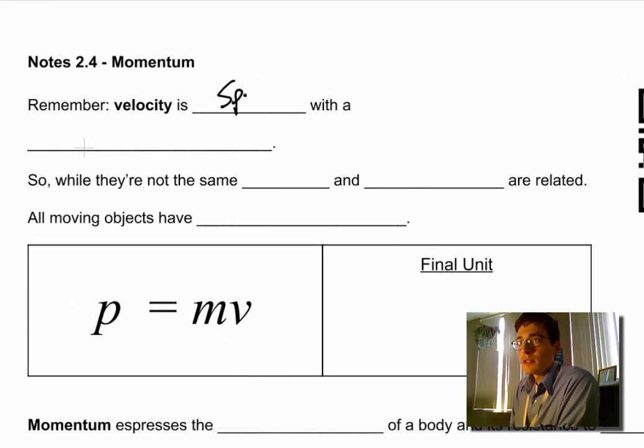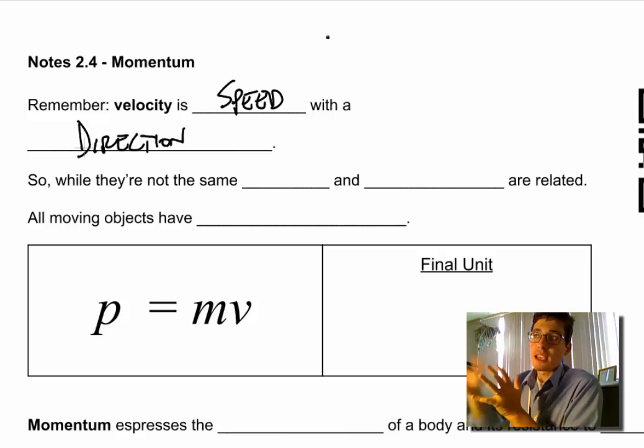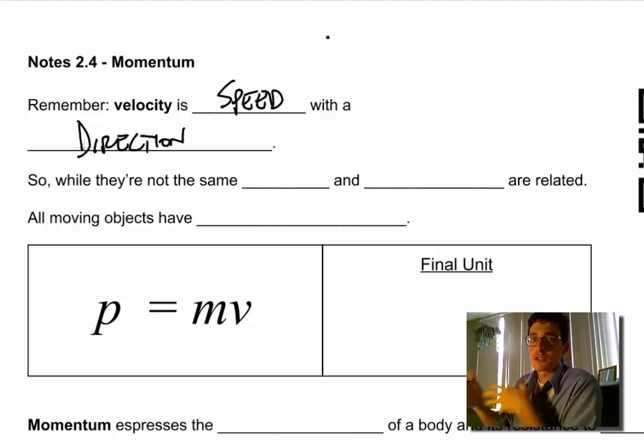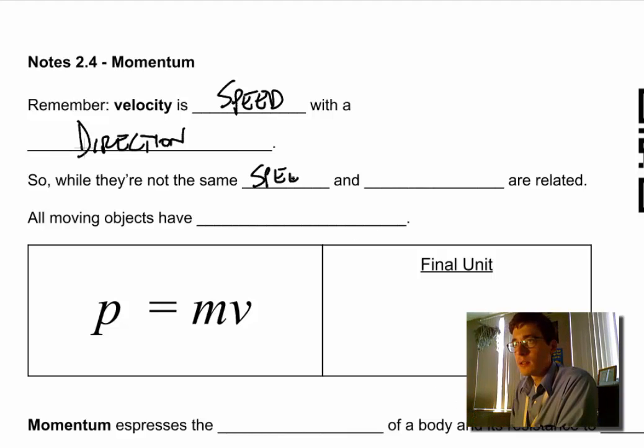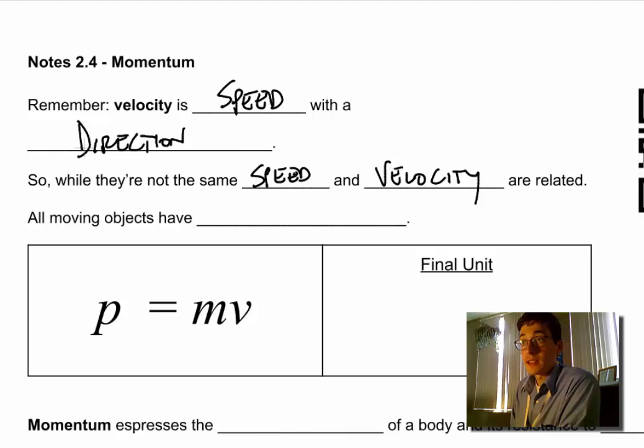Remember, velocity, we've talked about this in class, is a speed with direction. It's a vector quantity. D-I-R-E-C-T-I-O-N, direction. We have an amount in a specific direction. That direction doesn't matter as long as we describe the direction. So while they're not the same, speed and velocity are related to one another. Speed is scalar, vector for velocity. The v's go together, and the s's go together.